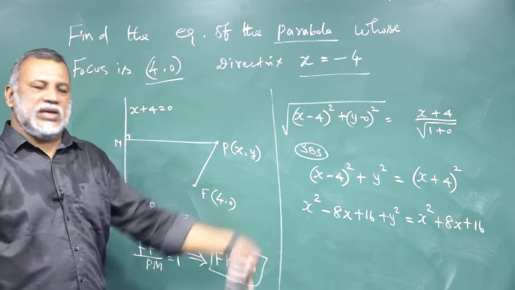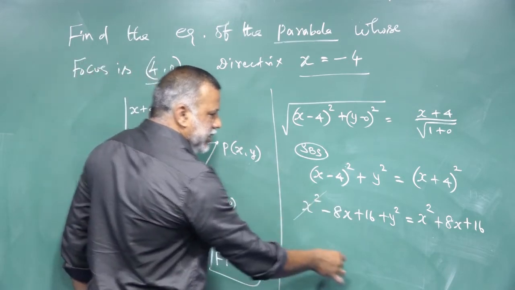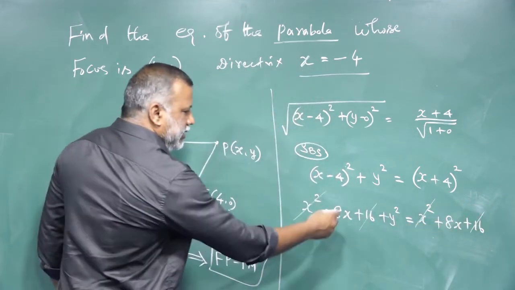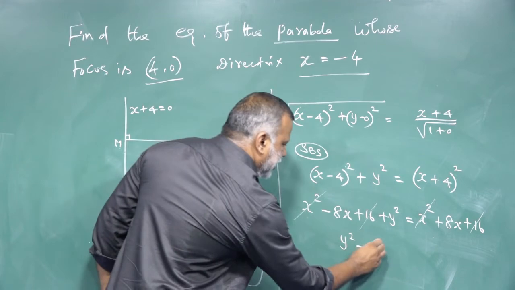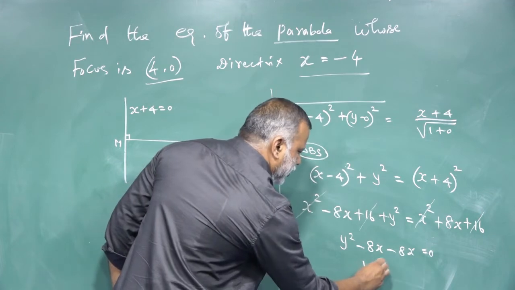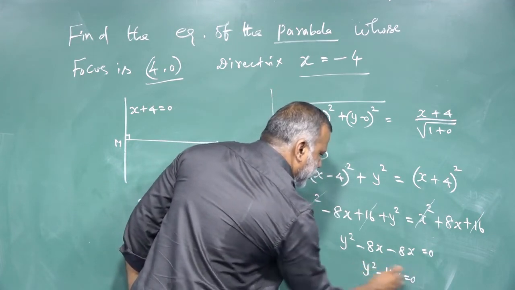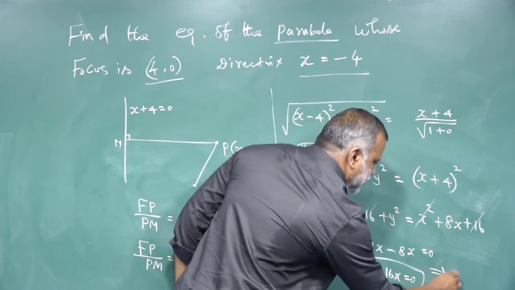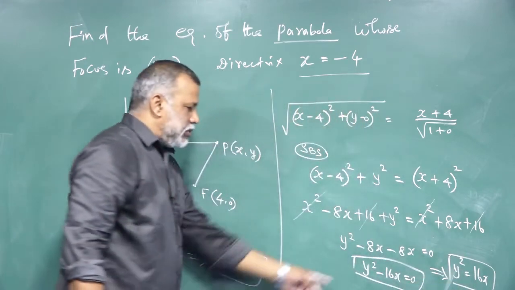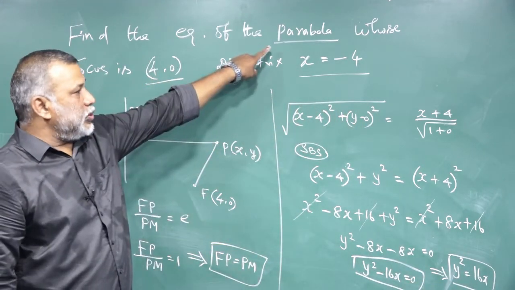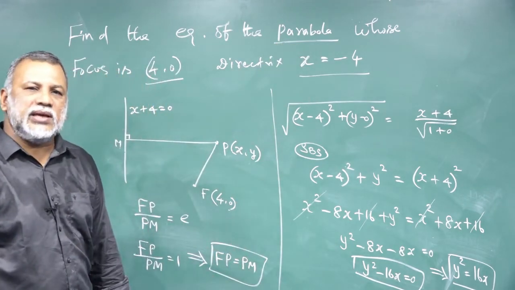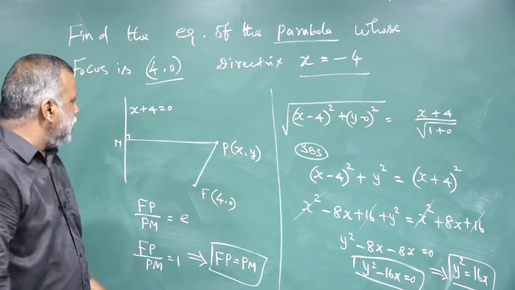Then in your LHS and RHS, we have some same values. See x squared here, here also one x squared. See 16 here, here also one 16. Then y squared, and here minus 8x. Converting to the same side, we get minus 8x minus 8x equal to 0. Therefore y squared minus 16x equal to 0, or we can write y squared equal to 16x. Both are the same. So it represents a parabola. The question asked is to find the equation of the parabola. We are able to work out y squared minus 16x equal to 0 as the equation of the parabola.